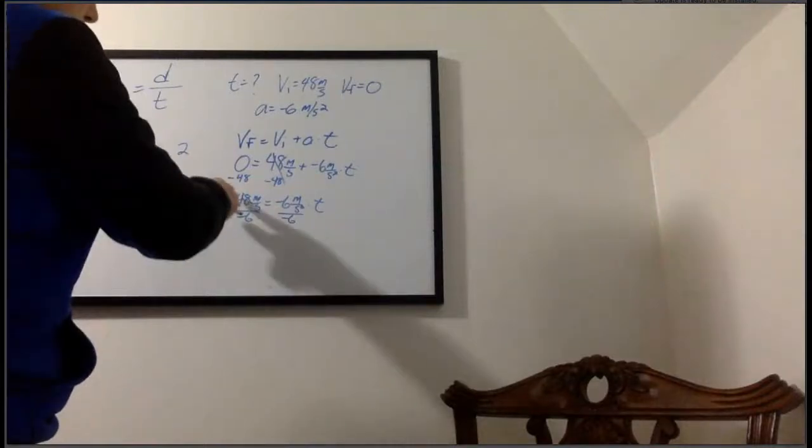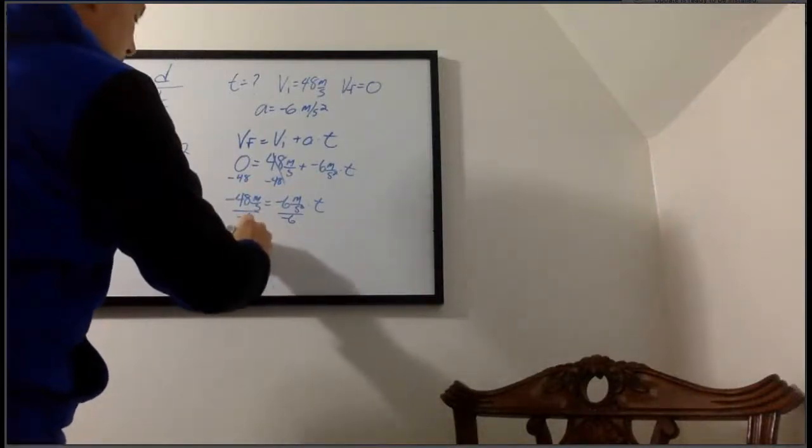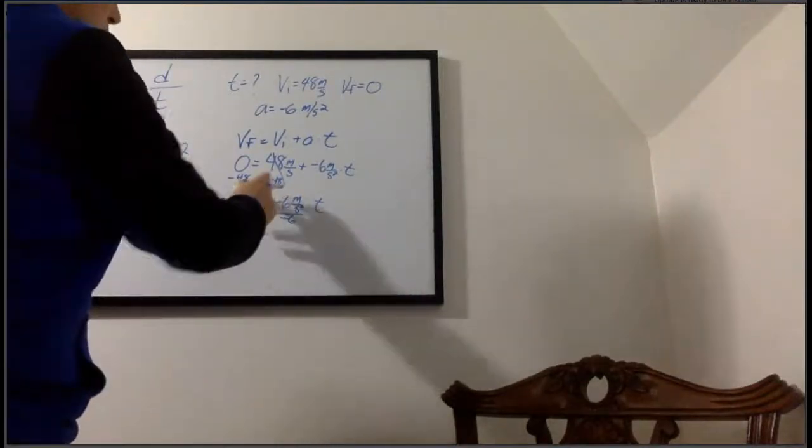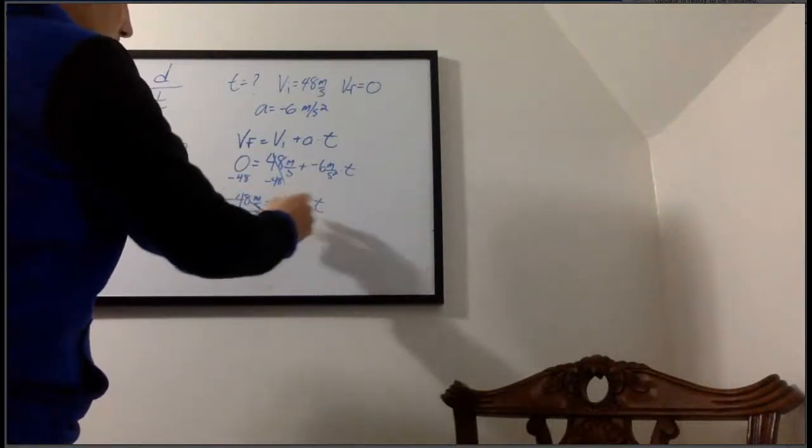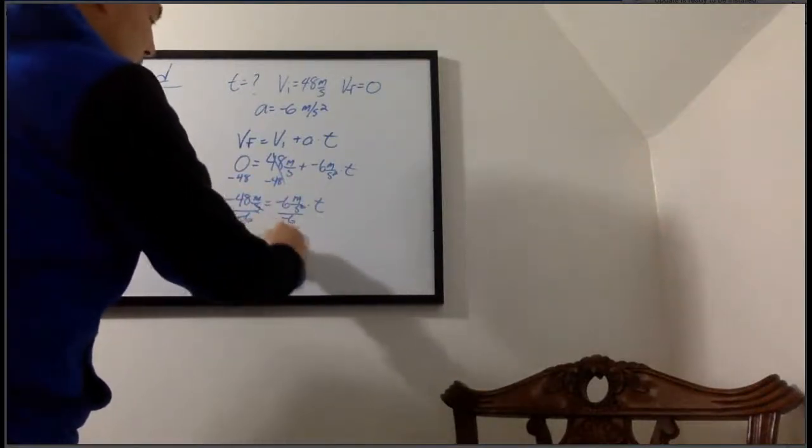Okay, so -48 divided by -6 is 8. Meters per second divided by meters per second squared. You can see the meters will cancel out, the seconds will cancel out, but not one of them. We're going to have 8 seconds as our time.